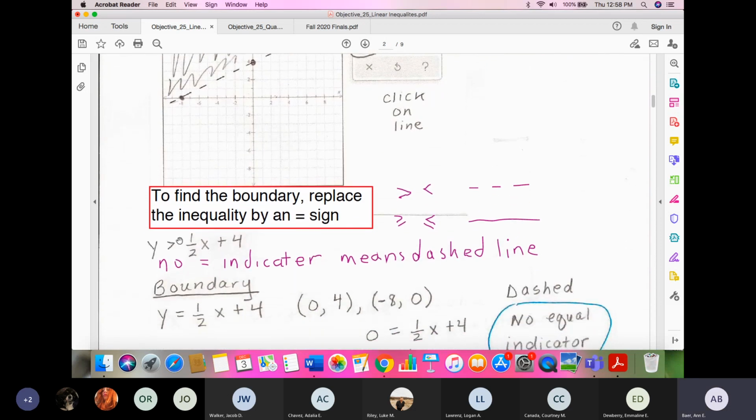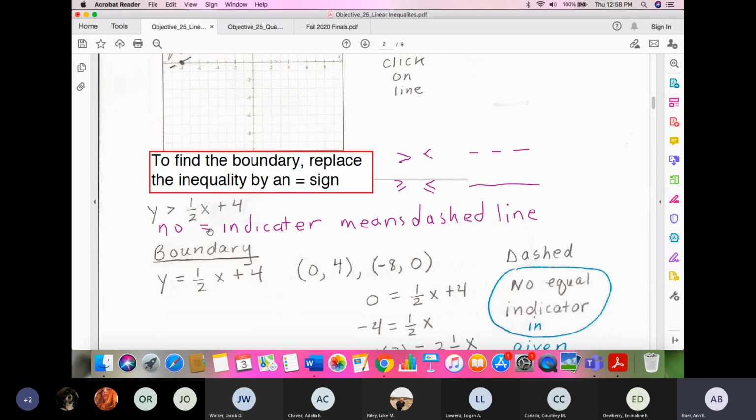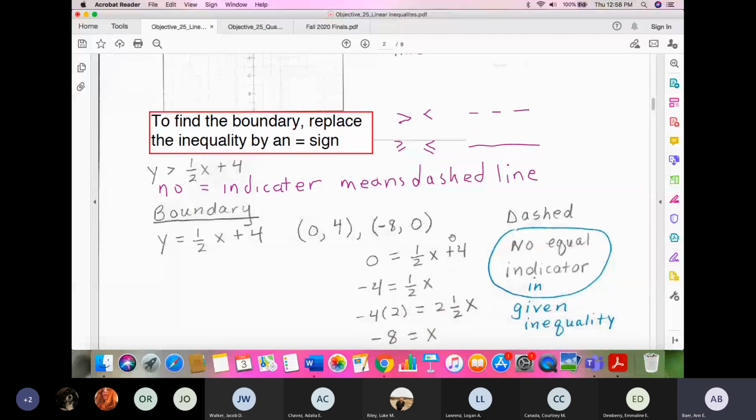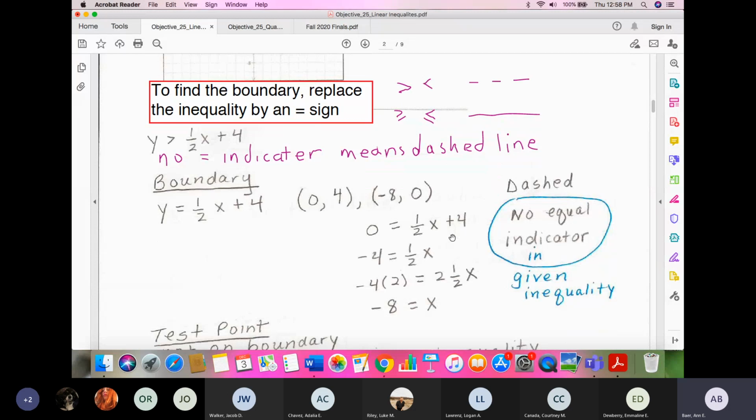That y equals 1/2 x plus 4 is actually the equation of the boundary line. And since we don't have an equal indicator here, we're going to graph our boundary as a dashed line, because we have a greater than sign. So if you have no equal indicator, that means a dashed line. And that's what we have. So keep in mind, we want to use a dashed line. Here's our boundary. We took out the inequality and put in an equal sign in its place. Everything else is the same.